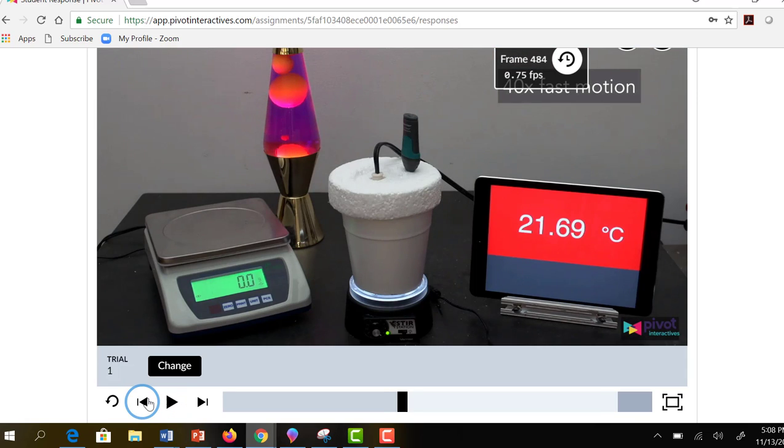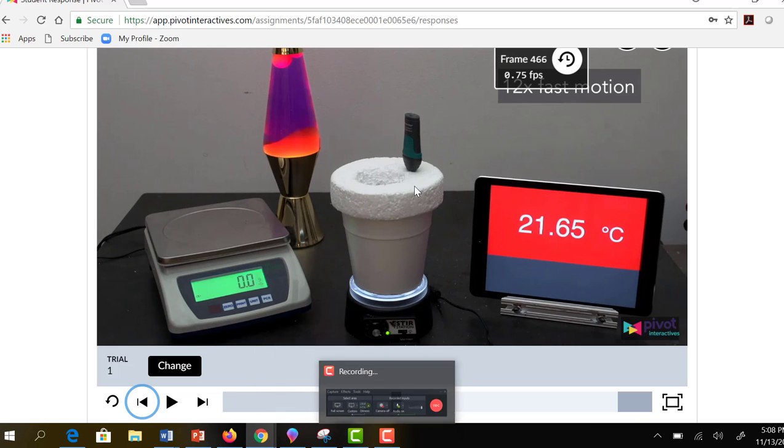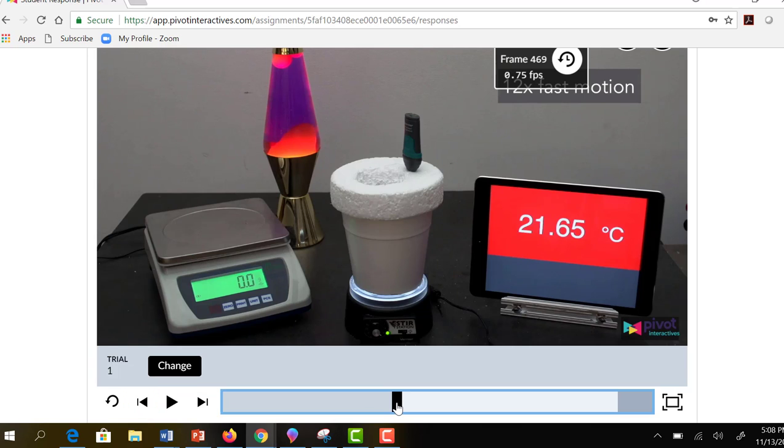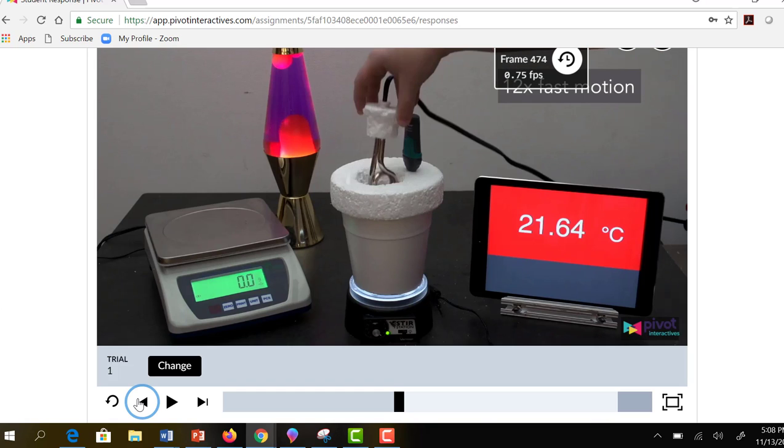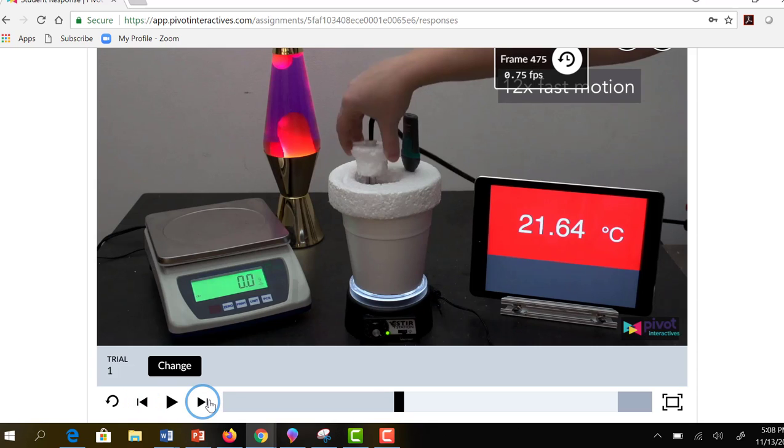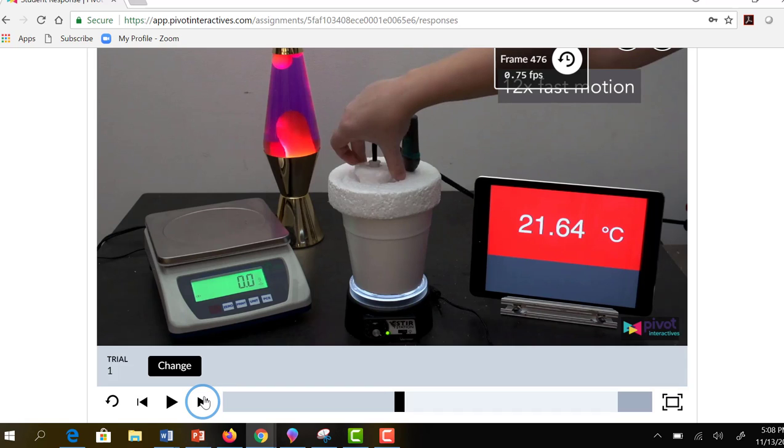Let me slowly back it up. I want to get to the point where the heating element's not in anymore. Okay, so it looks like it's out. There, almost in. So we're starting around 21.64 degrees. I can back this up slowly. Okay, 21.64. I'm going to take that as the starting temperature. I can even advance it one more to make sure. Okay, 21.64. That's where I'm going to start taking my time measurements.